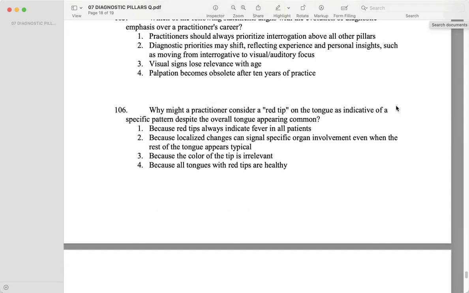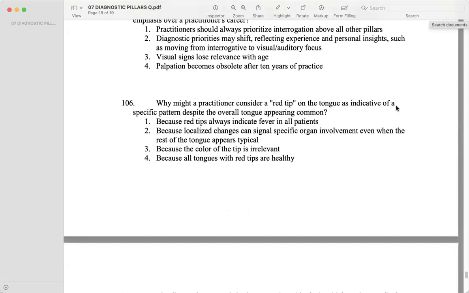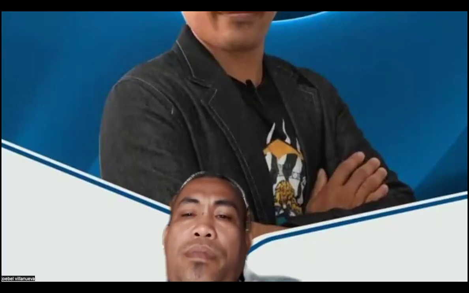No. Why might a practitioner consider a red tip of the tongue as indicative of a specific pattern, despite the overall tongue appearing common? Because localized changes can signal specific organ involvement even when the rest of the tongue appears typical. Okay, what does a red tip of the tongue mean? Heart heat, or fire. Okay. Heart. Congratulations, ang galing.